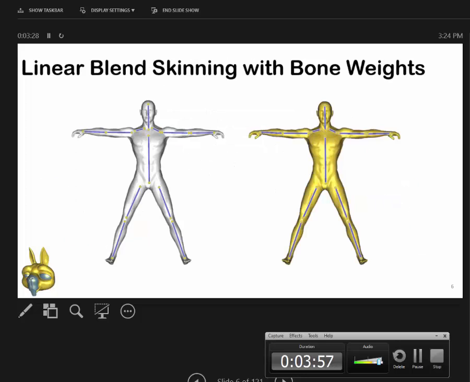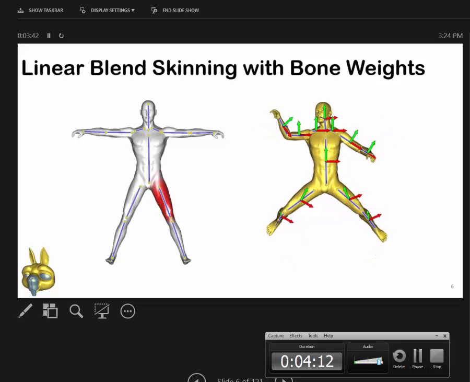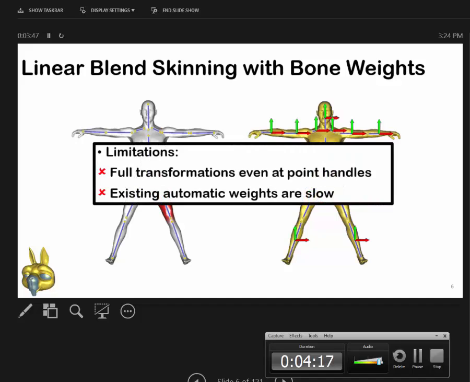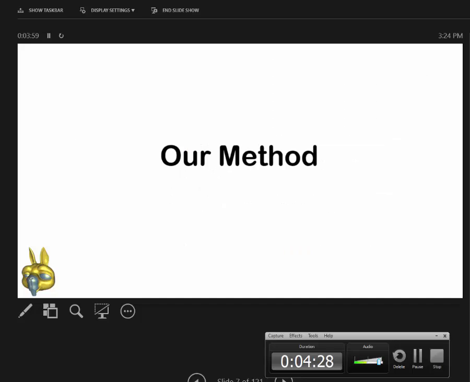Another popular linear deformation model is linear blend skinning. The user needs to specify the influence of each bone, the weights. Shape vertices are transformed using a linear combination of bone transformations, weighted using bone weights. Linear blend skinning always requires full transformations to be specified, even at point handles, which could be unintuitive. And also existing automatic weights could be slow to compute. So let's move to our method, in which we would like to unify these two methods together.